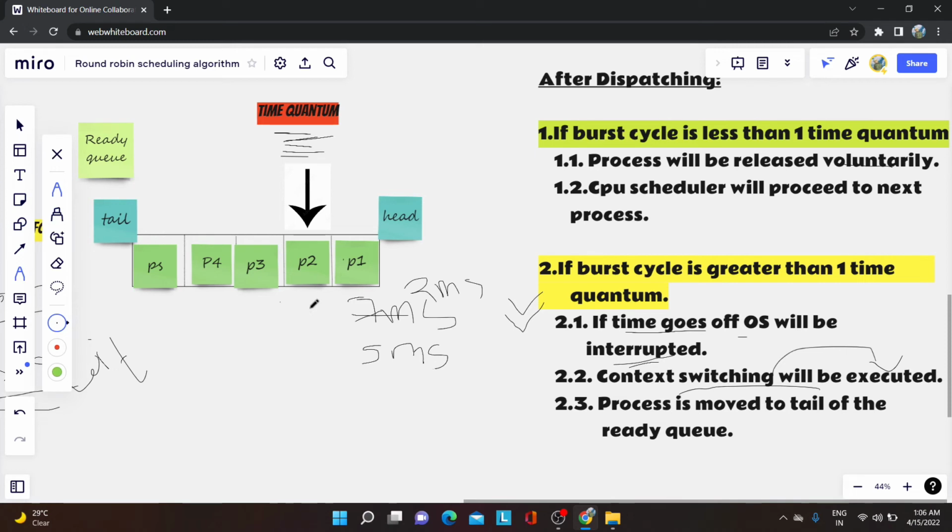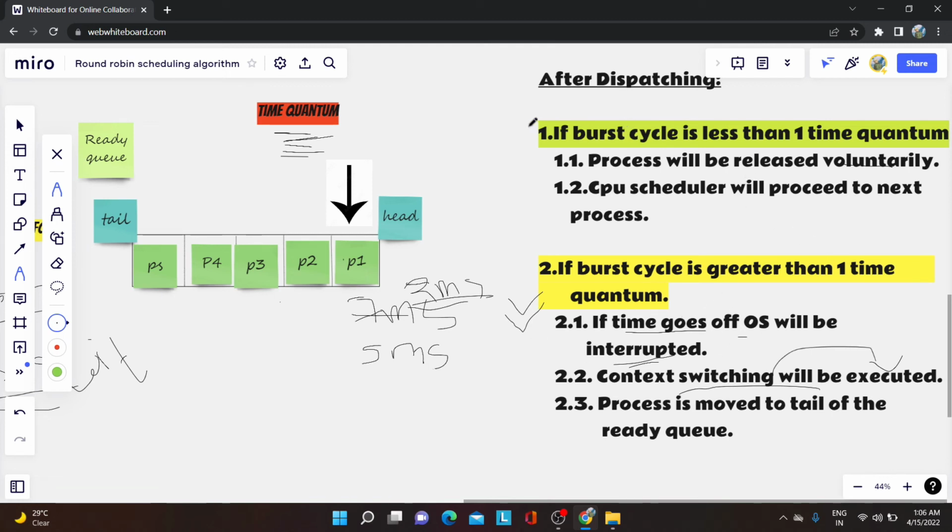For our convenience, let us assume the process P2 also has a burst cycle more than 1 time quantum, also process 3, also process 4, also process 5. What happens if it reaches the tail? As the name suggests, it is called round robin scheduling algorithm. It goes again to the first process and checks the remaining time. What is the remaining time here? 2 milliseconds, right? Yes, 2 milliseconds.